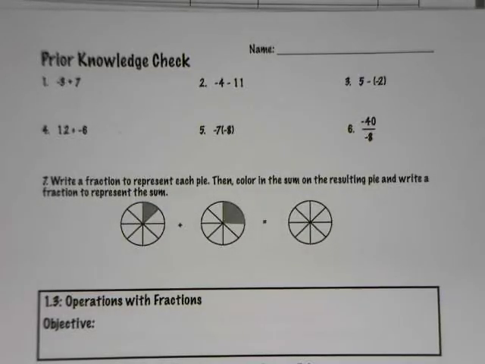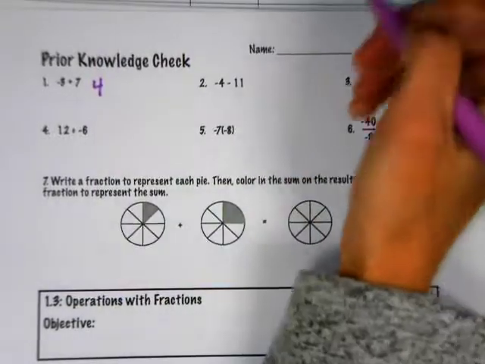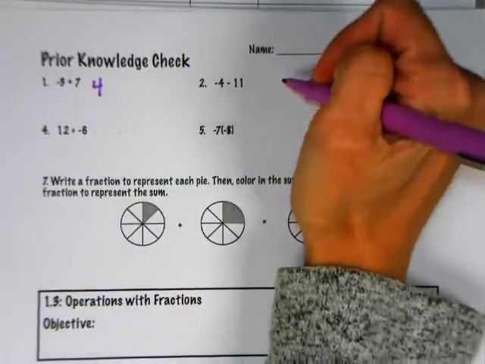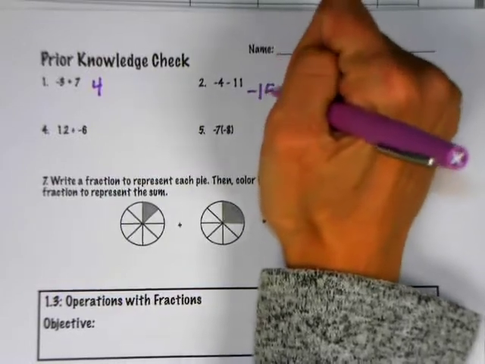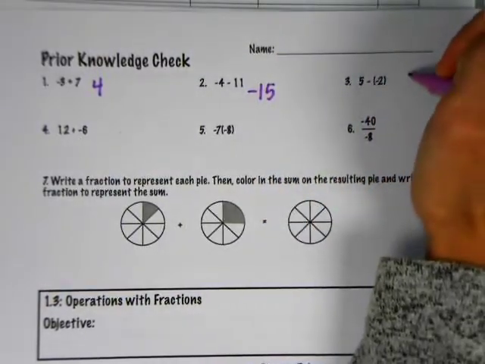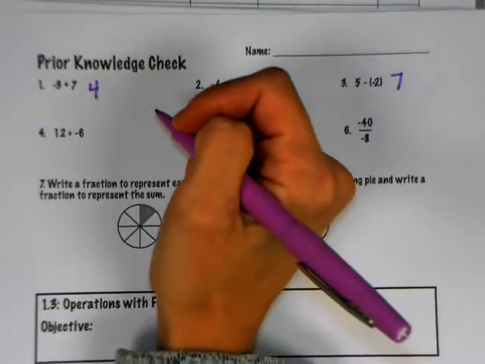Okay. All right. So what's negative 3 plus 7? Good. 4. Negative 4 minus 11? Yeah, negative 15. 5 minus negative 2? Good. 7. Guys, if you know it, shout it out. Otherwise, I'm going to have to count you one by one.